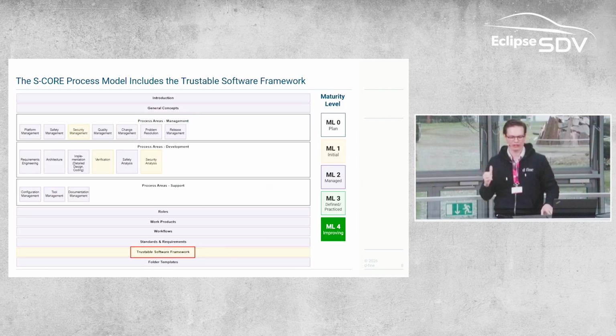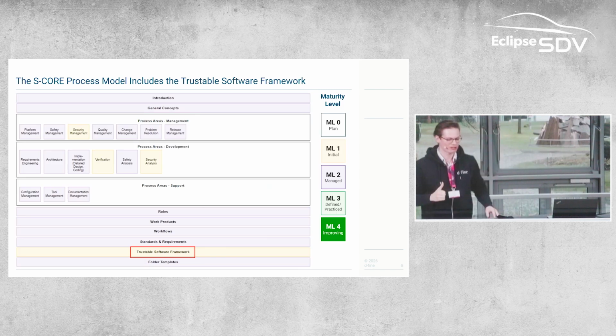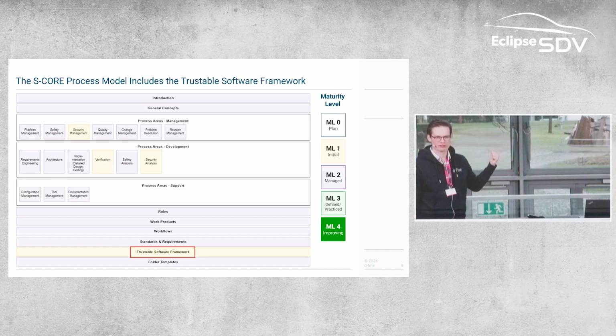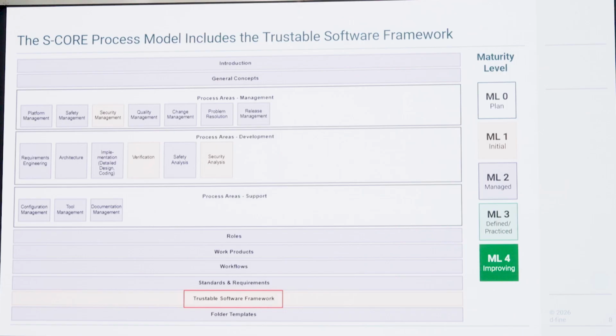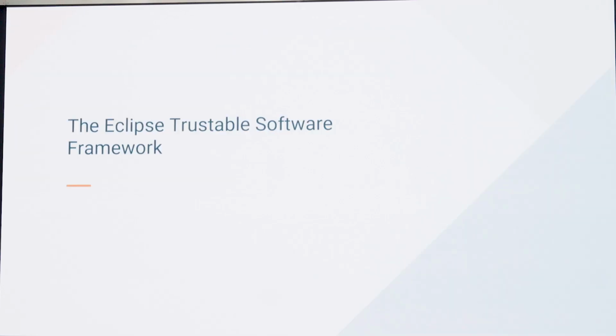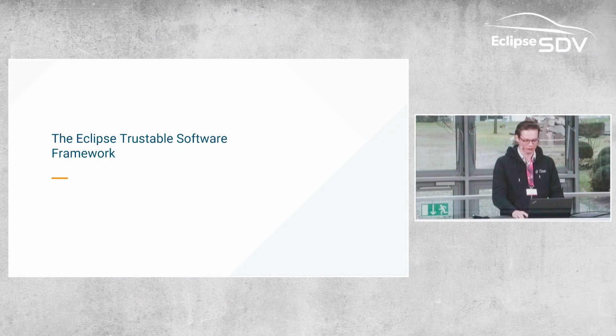This is a slide you already saw. I will now go into the Trustable Software Framework, which is part of the process that is already certified. And as you got the latest news by Sarah, also until ASIL-D level. And so what basically is the Eclipse Trustable Software Framework?